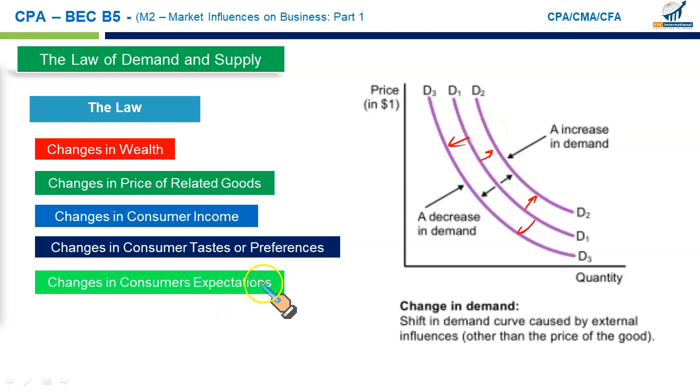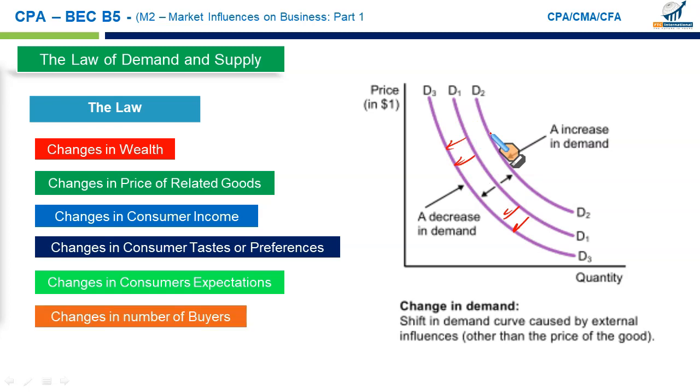And changes in the consumer's expectations. If you expect the economy to do well in the next 5 years, you tend to buy more of a particular product, which means the demand curve will shift outwards. And conversely, if you expect the economy to do badly in the future, you will buy less of a particular commodity, so the demand curve will shift inward.